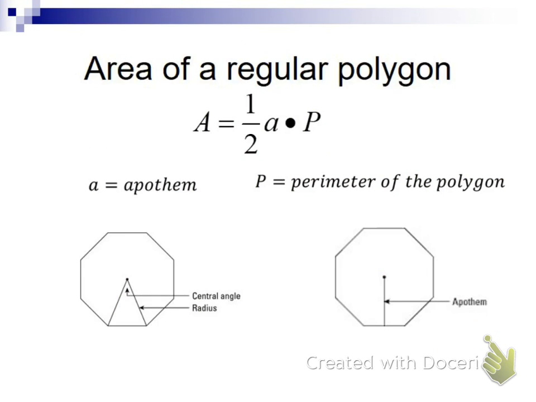All right, area of a regular polygon. Anytime we have a regular polygon, if we're given the right information, we would be able to find its area. Real quick, what does it mean to be regular? Equilateral and equiangular. Good. So all the sides are congruent, all the angles are congruent.